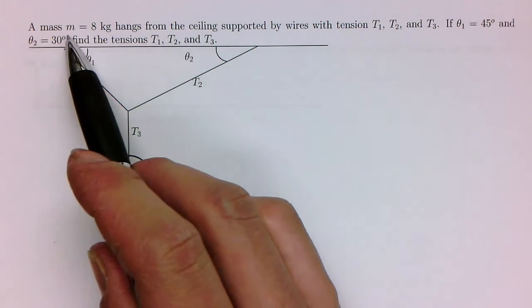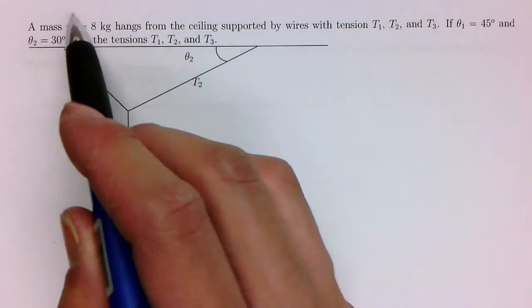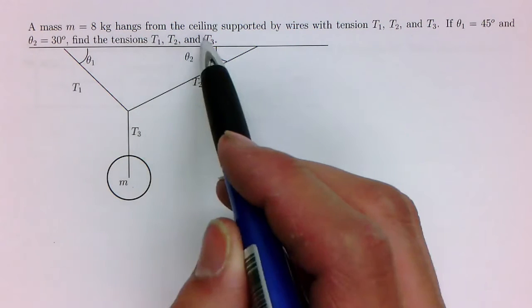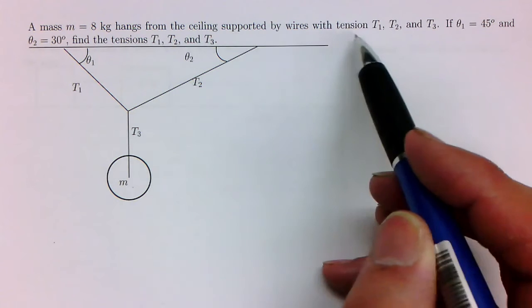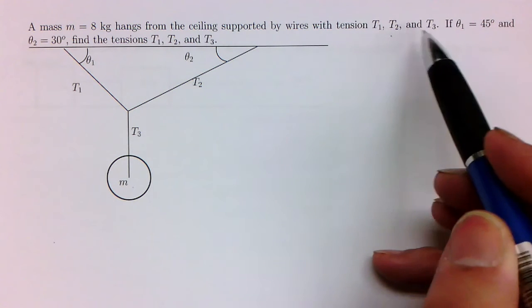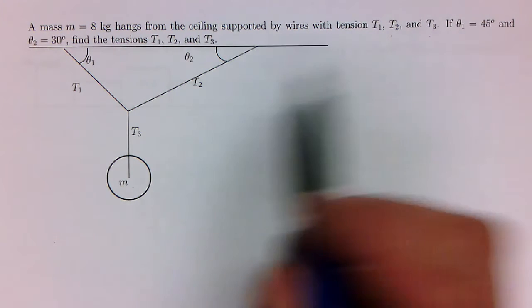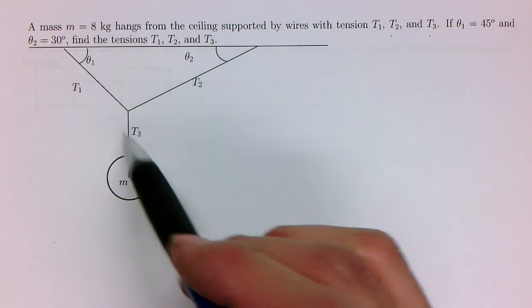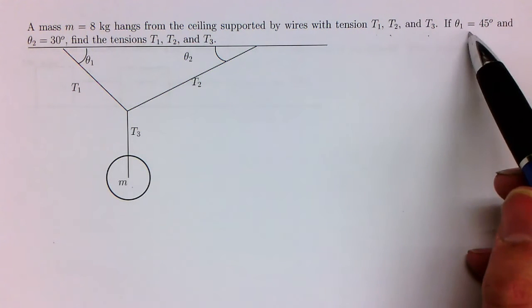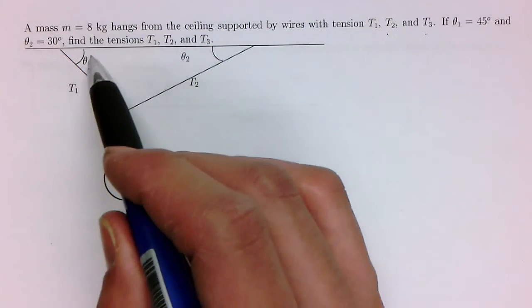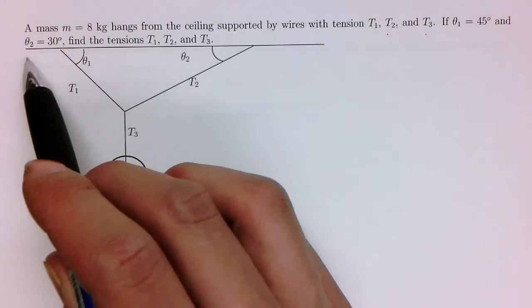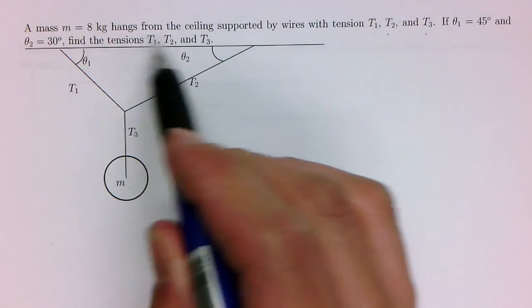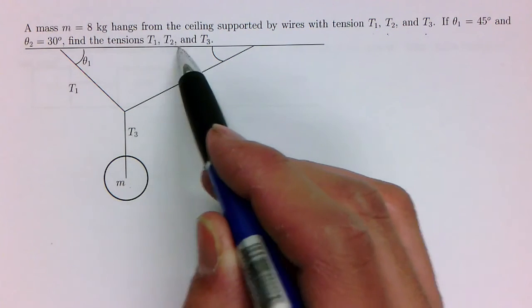A mass m, which is equal to 8 kilograms, hangs from the ceiling supported by wires with tension T1, T2, and T3. Okay, so let's look at this. So that's T1, that's T2, and that's T3. If theta 1 is equal to 45 degrees, is the angle theta with the ceiling, and theta 2 equals 30 degrees, find the tensions T1, T2, and T3.